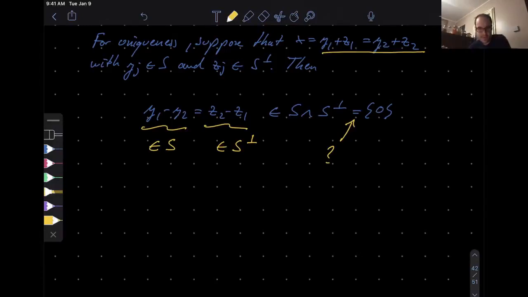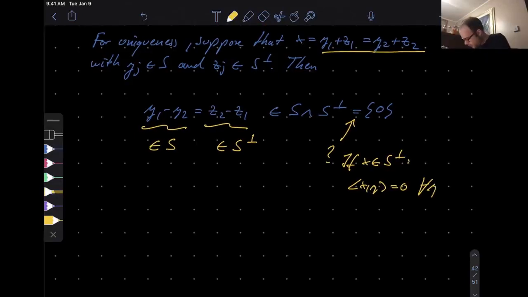Well, you can prove it by set inclusion. First of all, the zero vector is contained in both S and the orthogonal complement, because any subspace contains the zero vector. But why is an element that is in the intersection automatically the zero vector? Well, look here. If x is in S perp, then the inner product of x and y is 0 for all y in S. This is the definition.